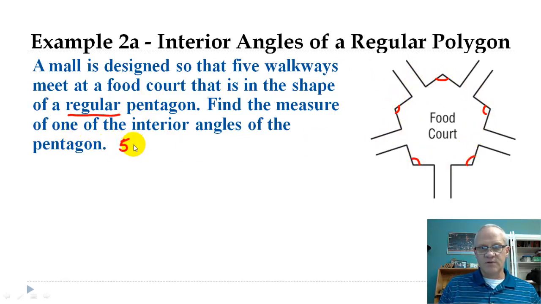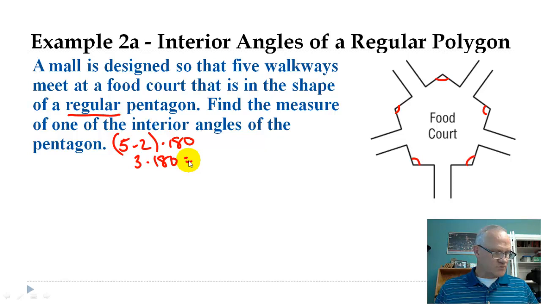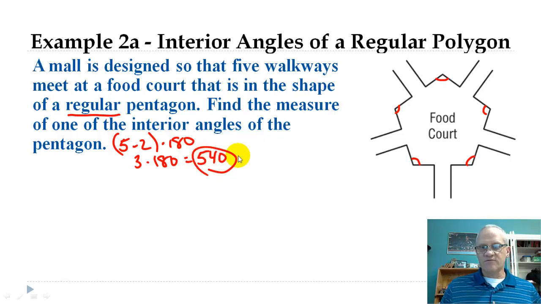So let's plug it into our handy-dandy formula: how many degrees are going to be total in a pentagon? So 5 minus 2 is 3. And then 3 times 180 would be 540. Okay, so there are 540 degrees total.